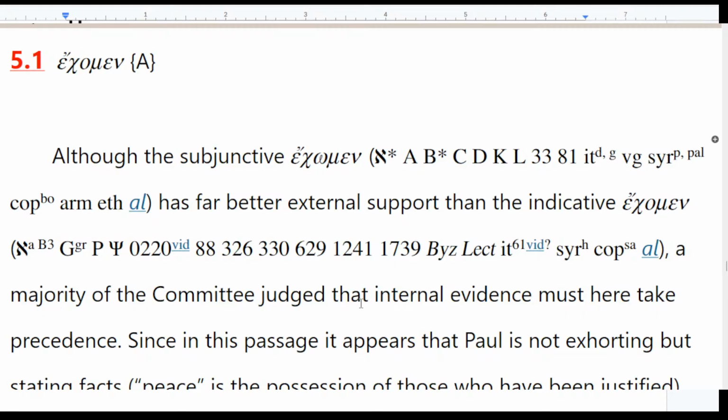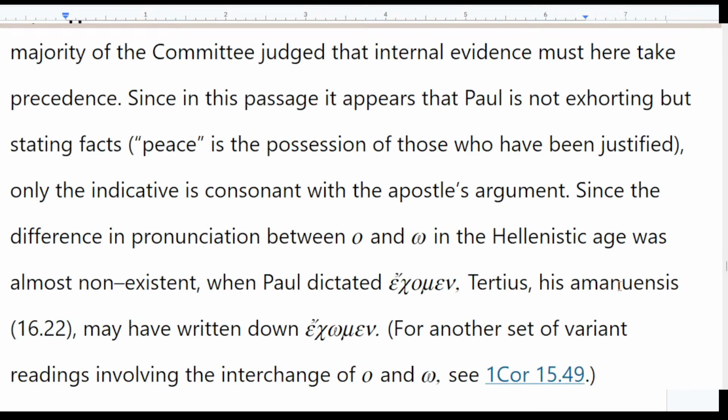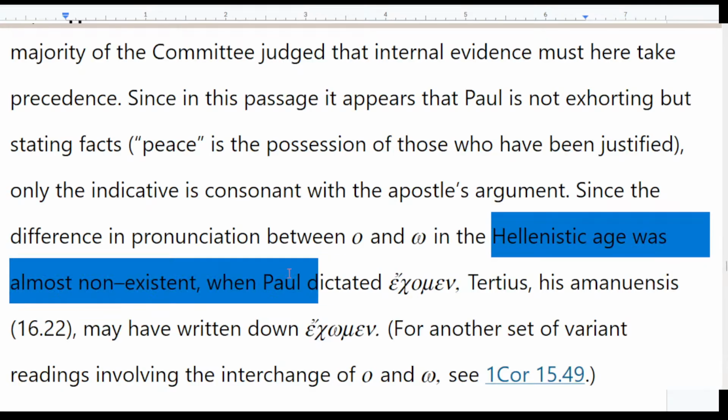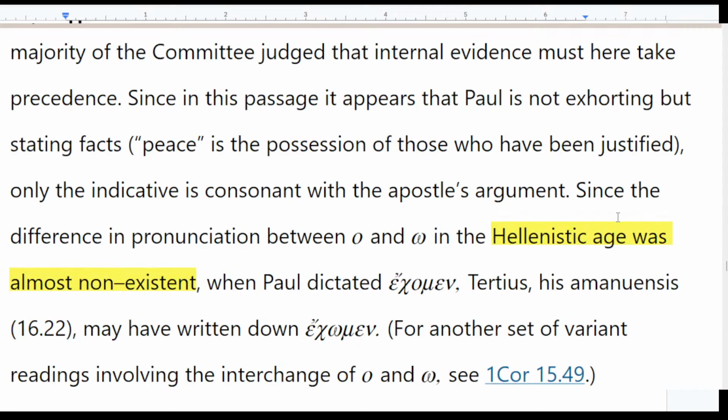A majority of the committee judged that internal evidence must here take precedence. Let me scroll up. Since in this passage it appears that Paul is not exhorting but stating facts, peace is the possession of those who have been justified, only the indicative is consonant with the apostle's argument. So this is what we call internal evidence. Since the difference in pronunciation between omicron and omega in the Hellenistic age was almost non-existent. Check that out. That's not what Erasmian pronunciation would lead you to believe.